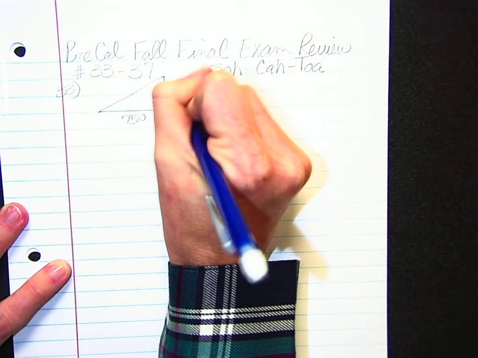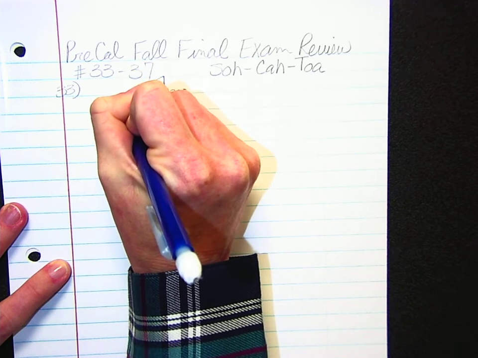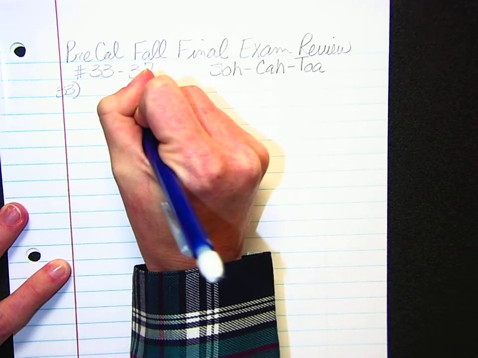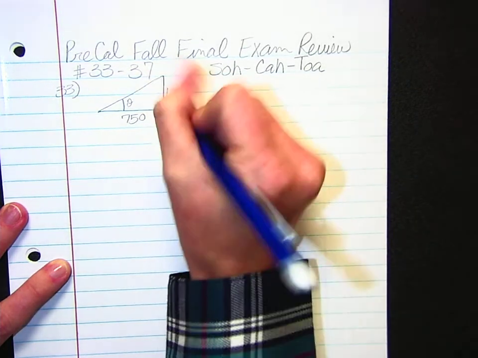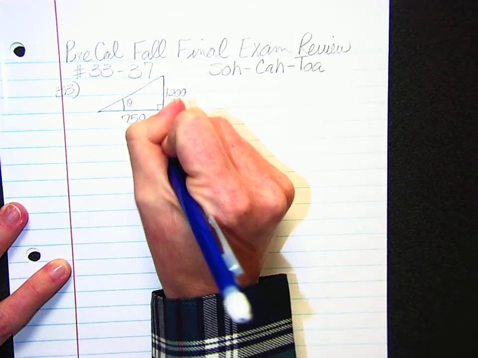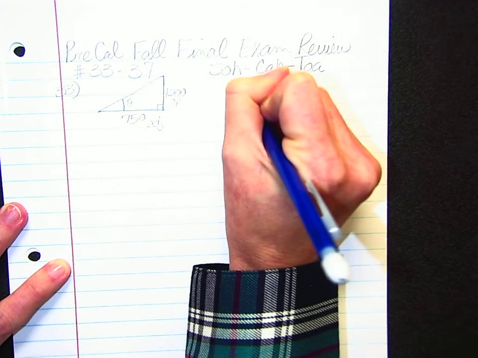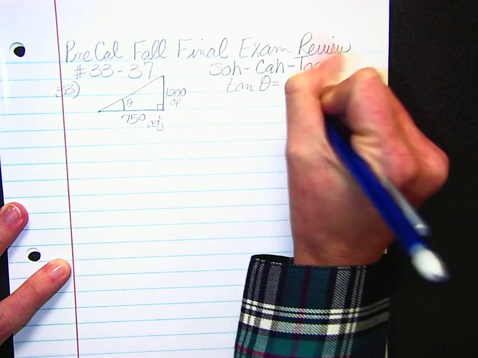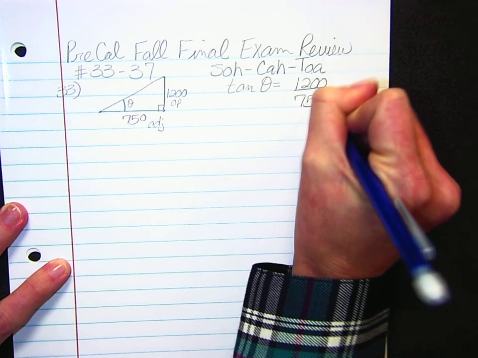Alright, this right here then is 1200 meters, and it wants to know what's the angle of elevation. The angle of elevation is always the angle from the ground looking up, so I'm going to call that angle right there theta. Alright, so I'm given information on my opposite side and my adjacent side. So opposite and adjacent tells me to use tangent. So that'll be the tangent of theta is equal to my opposite over my adjacent.